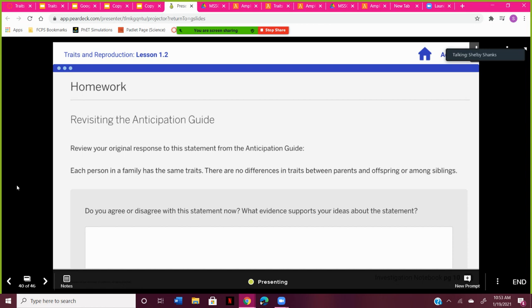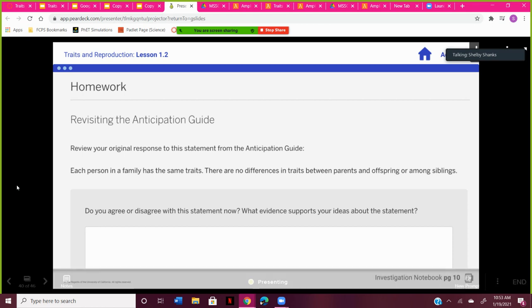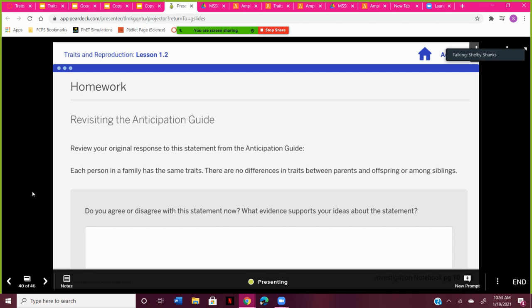All right, so I want you to review your original response to the statement from the anticipation guide. Our statement says, each person in a family has the same traits. There are no differences in traits between parents and offspring or among siblings. Do you agree or disagree, and what evidence supports your ideas about that statement? So go ahead and answer that. You'll have your homework done, and then we'll move on to the family homework.